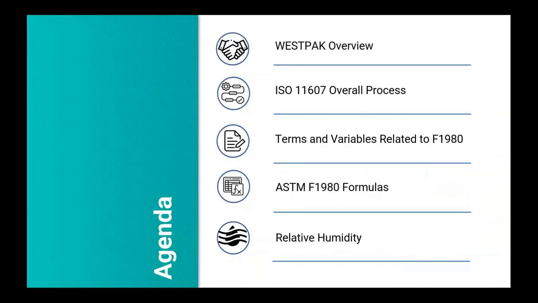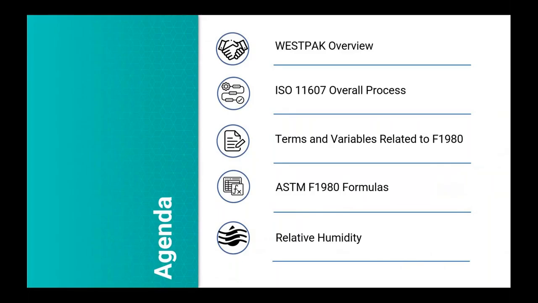Great, thanks, Tim. Hopefully you're all interested in ASTM F1980 accelerated aging formulas today. This is going to be a fun one. First, I'll give you an overview of Westpac and what we do. I'll talk a little bit about the ISO 11607 process, and then we'll go through some key terms and variables related to ASTM F1980, and then the formulas, and then talk a little bit about relative humidity.